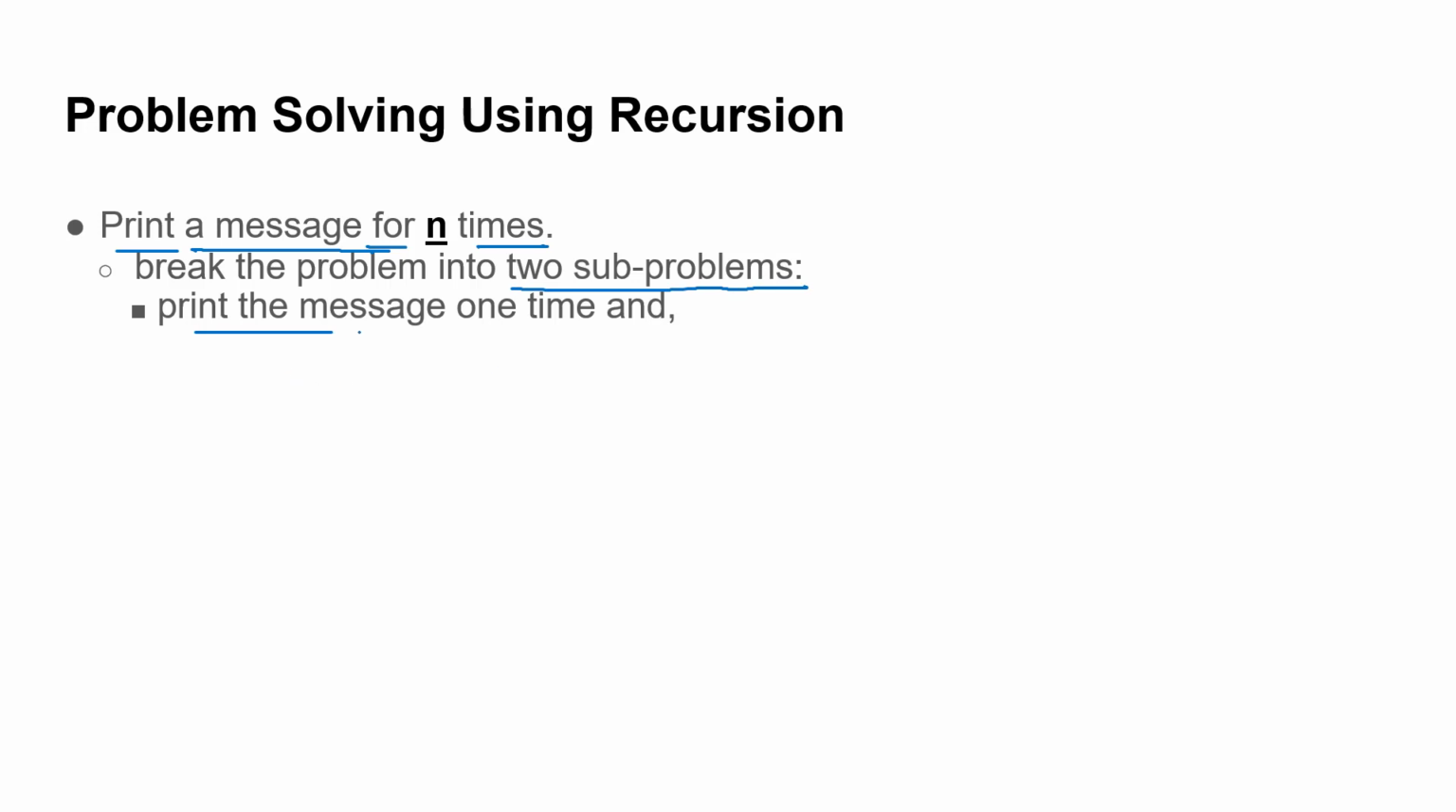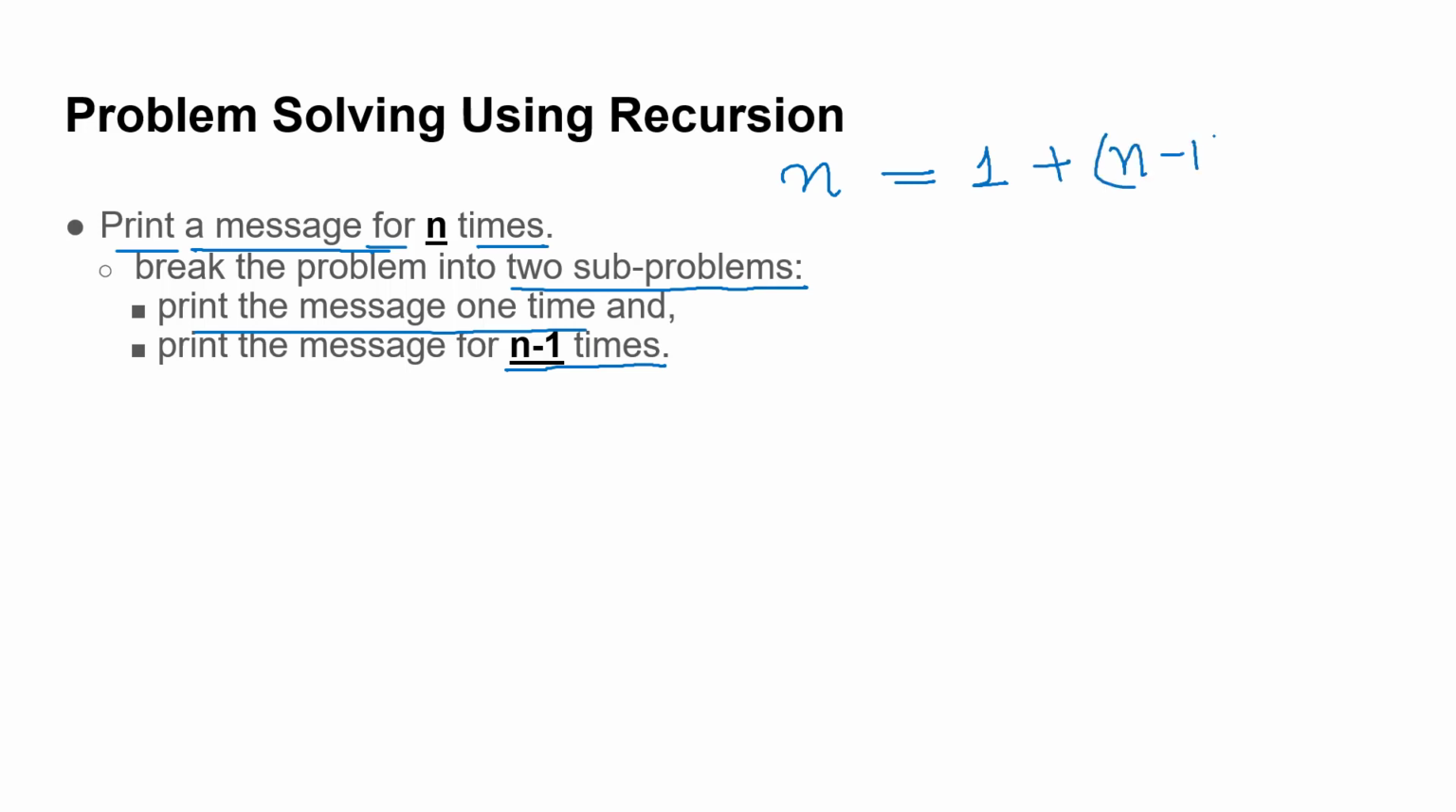Well, we will print a message one time. If you have printed a message one time, then you don't need to print it n times again. You have to print the remaining n minus 1 times. So this n times that you wanted to print a message has been broken into one print plus n minus 1 prints. That's the recursion over here.